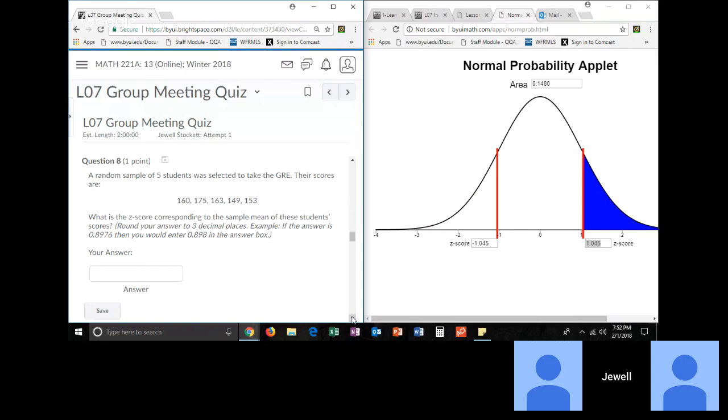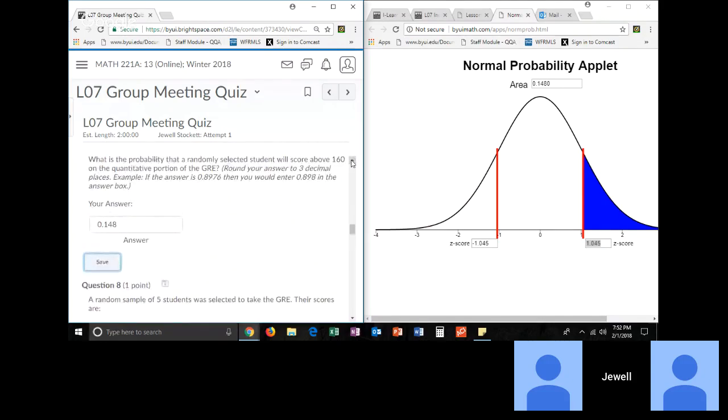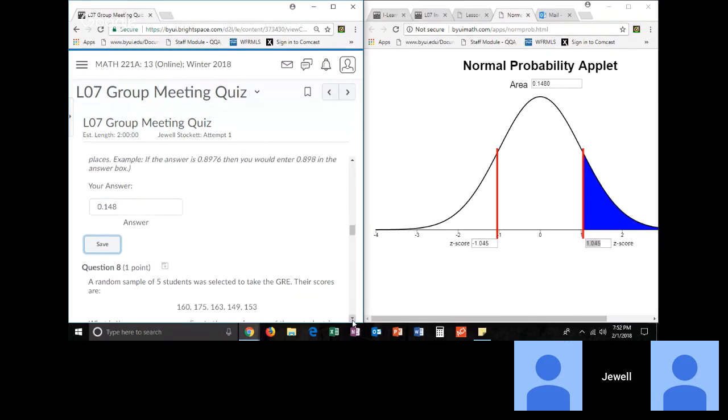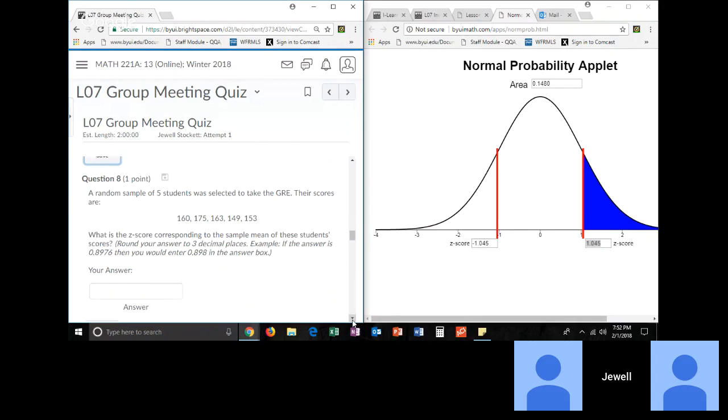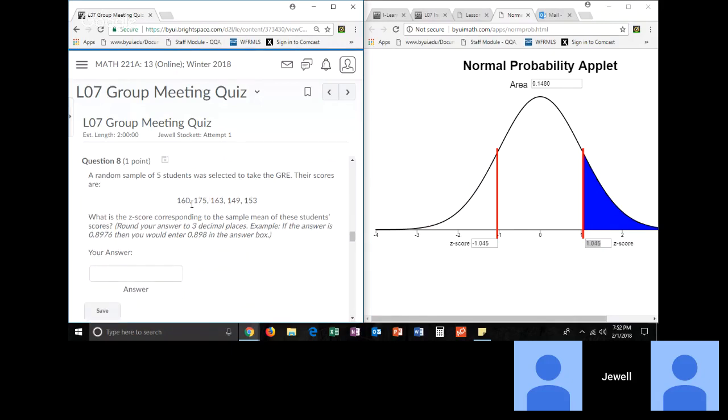Okay, so I think the reason why it's different is because we found the z-score of 160 with x minus mean divided by standard deviation. And now that we have a sample size, the formula changes. It's a different, complicated formula, right? So what did you guys get? Because I got 2.338. Yeah, that's what I got.